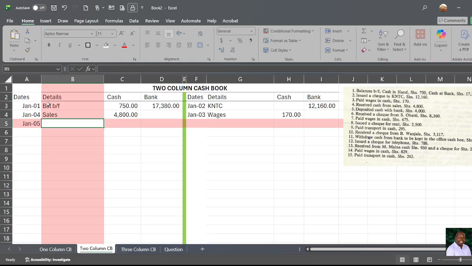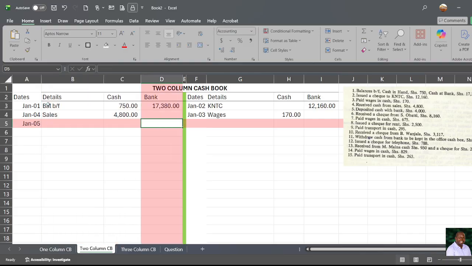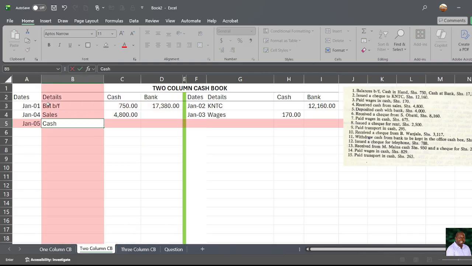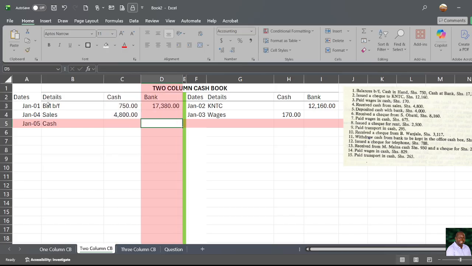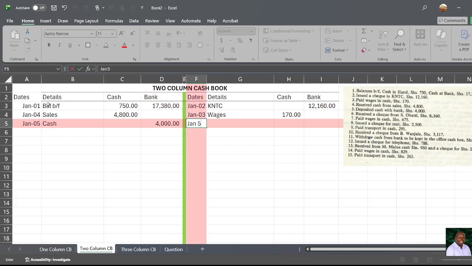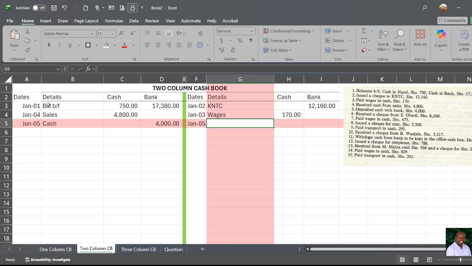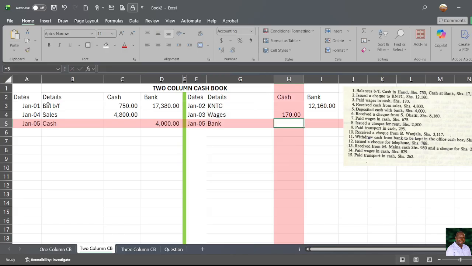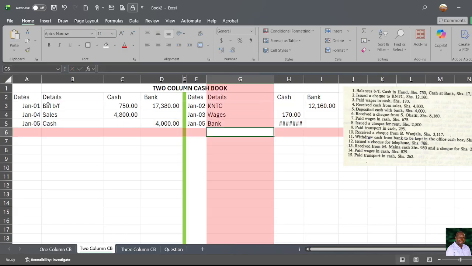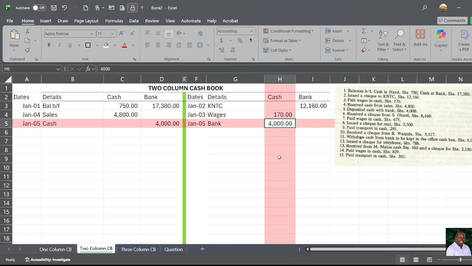January 5th, the bank is receiving some money from cash, and the figure there that the bank is receiving from the cash is 4,000. Then on the same day, January the 5th, cash is sending money out to the bank, and the figure there is 4,000. So you see what we call a contra entry.